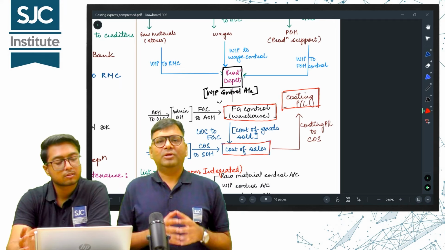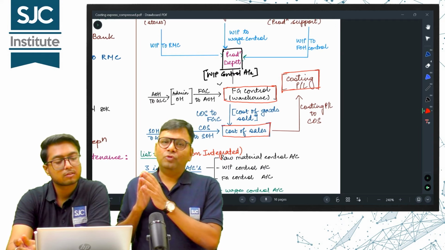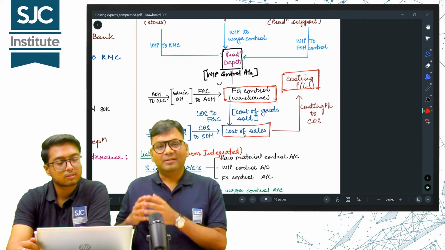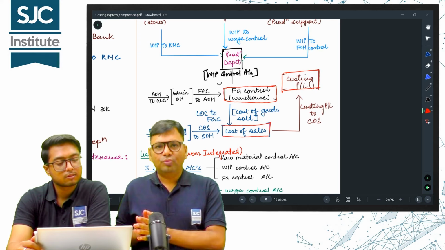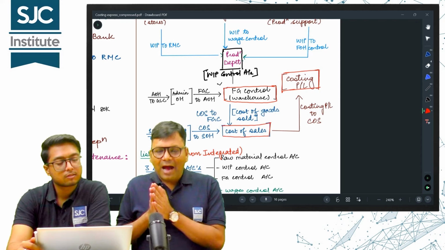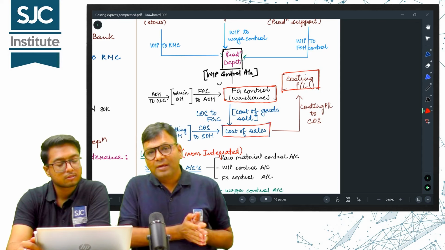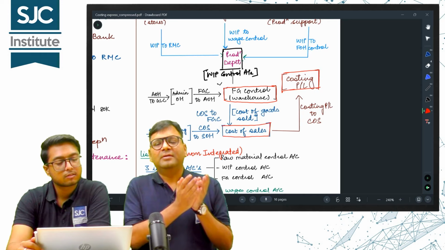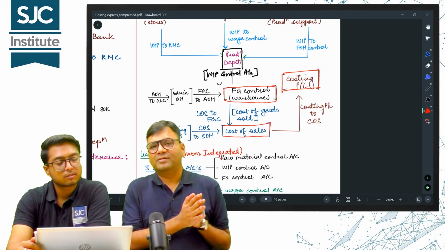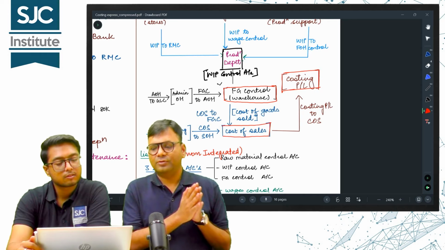And now we have come to WIP control. There we will have two opening balance of WIP, and then the three debit items, which are to raw material control, to wages control, to production overhead control. And after this we will have by closing balance of WIP. The net figure here will be called as cost of goods produced, which will be transferred to the next account, which is finished goods control account.